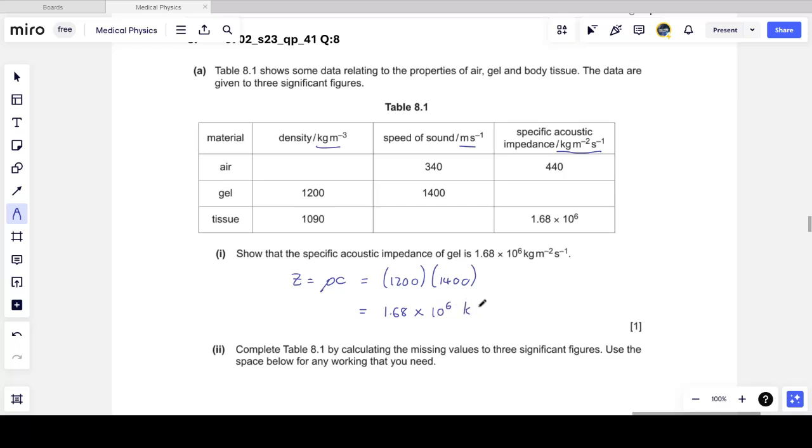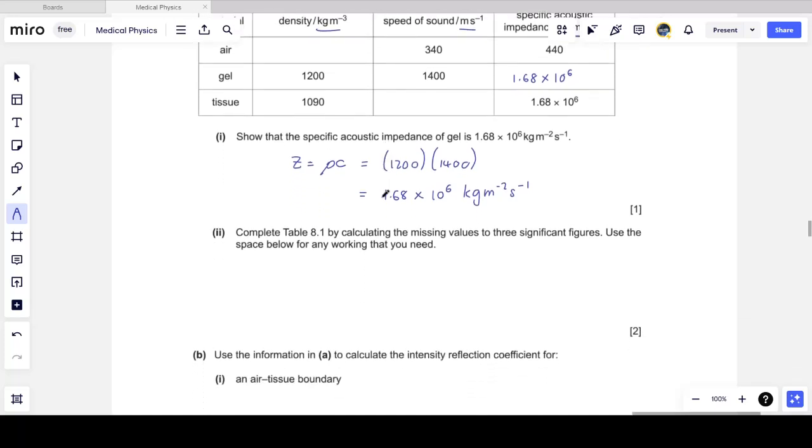That's kg per meter squared per second. And so I can actually put this value in, 1.68 times 10 to the power 6, which is actually identical to the cell below it. The relevance of that will become clear later on. As you may have thought, the next question is to complete the table by calculating the missing values to 3 significant figures, and we're given space to do our workings.